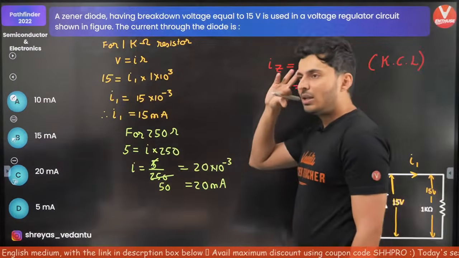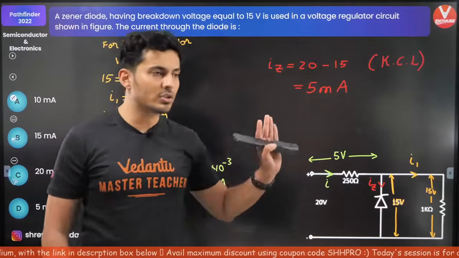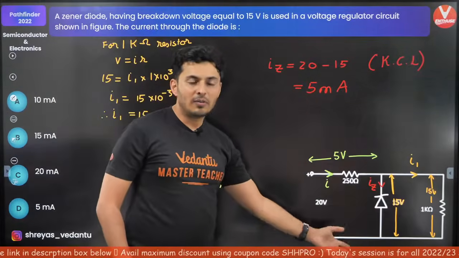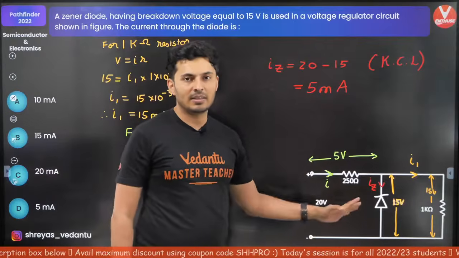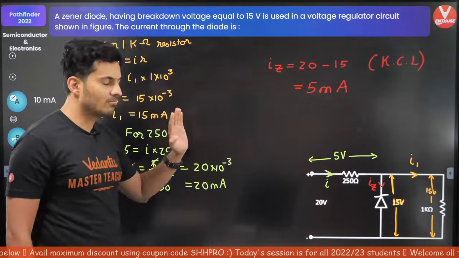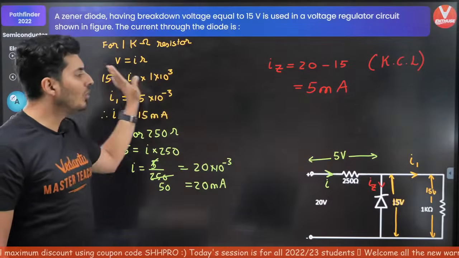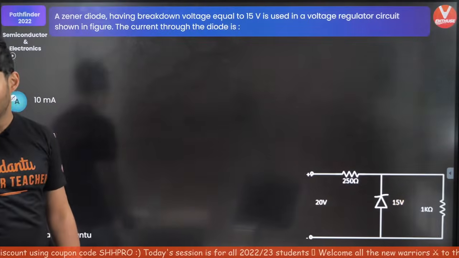That's it. The only knowledge of semiconductors that you need to solve the problem is that for a Zener diode, voltage is fixed in reverse bias. That's all. Apart from that, there is no other knowledge of semiconductors which is required.